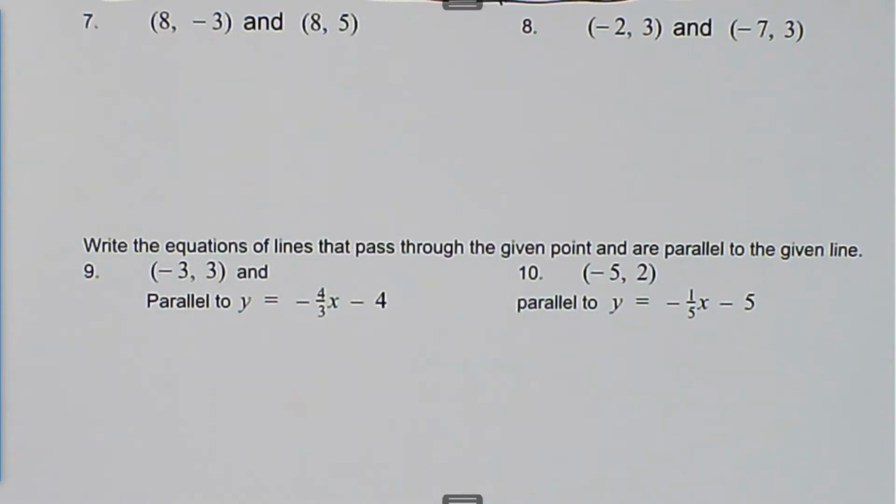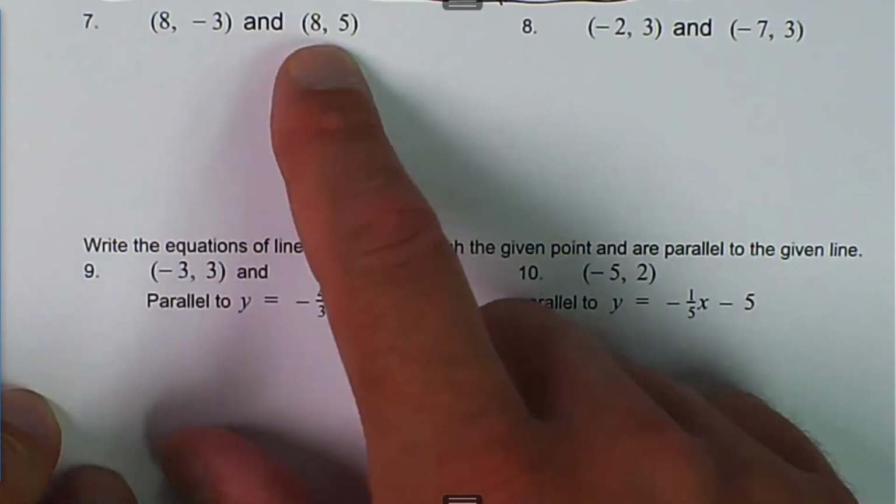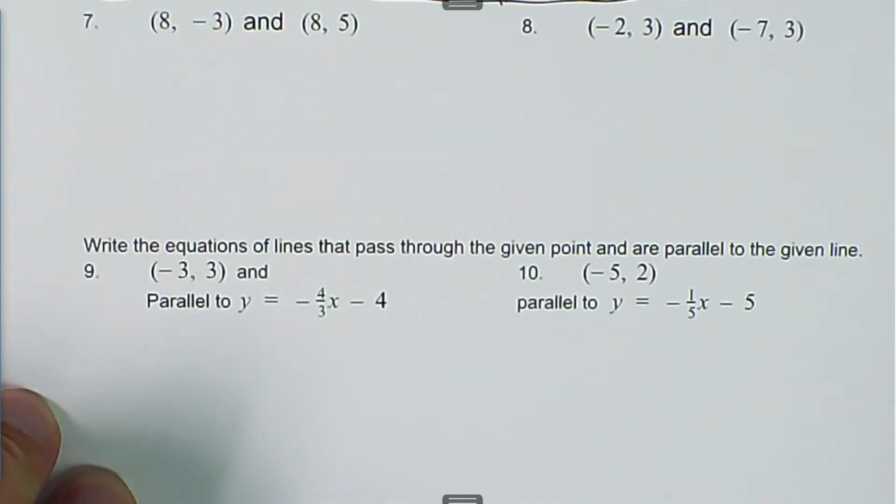We're talking about writing equations of lines, and in this case, we want to write the equation of the line that passes through the two given points. So we have (8, -3) and (8, 5). So those are our two coordinates. So the first thing we want to calculate is our slope.